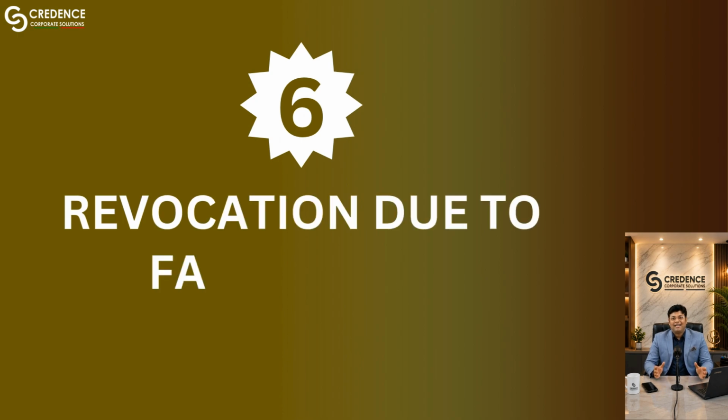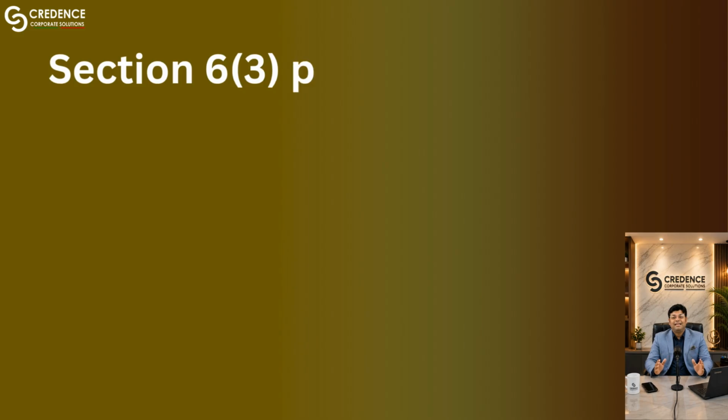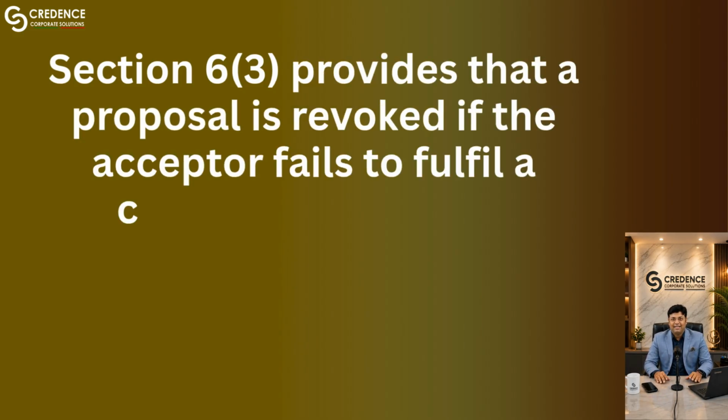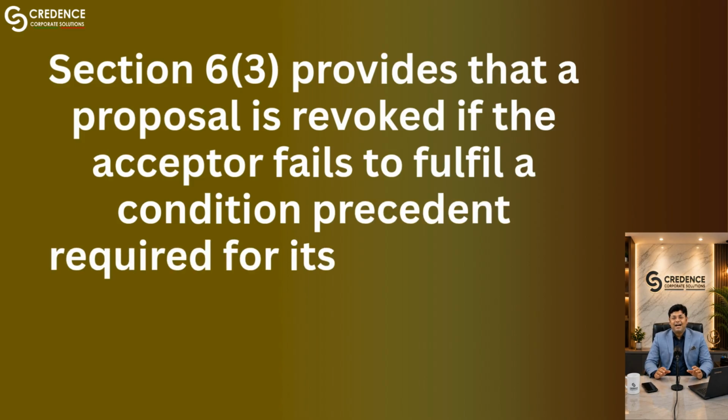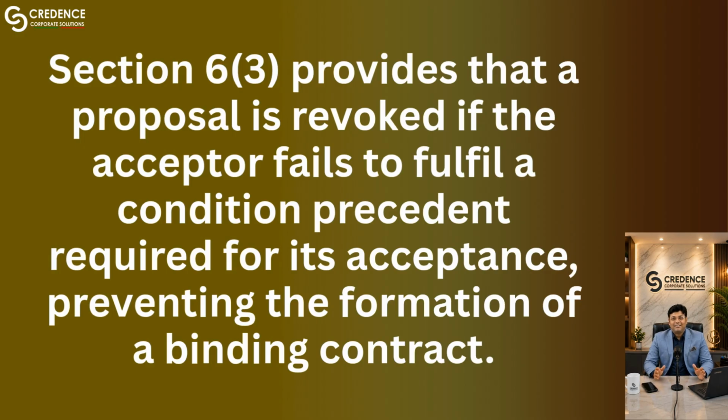6. Revocation due to failure of a condition precedent. Section 6(3) provides that a proposal is revoked if the acceptor fails to fulfill a condition precedent required for its acceptance, preventing the formation of a binding contract.